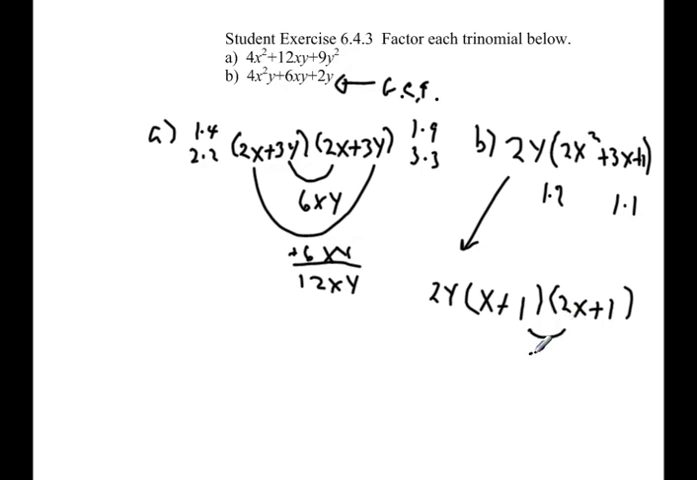1 times 2x is 2x. x times 1 is also x. Adding them together is 3x. And is that the middle term? Right on. So that means our answer is 2y times x plus 1 times 2x plus 1.